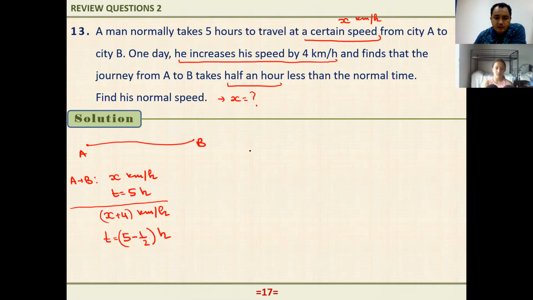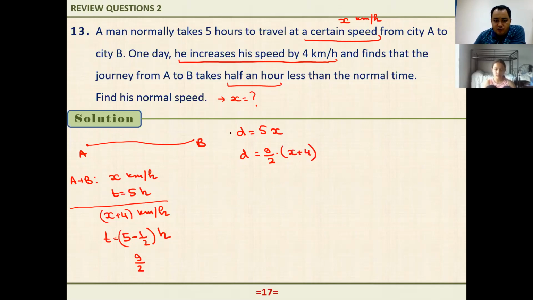Okay. So from here, let me just write the distance formula here. For the first one, time is 5, speed is X, so that is 5X. For the second situation, distance does not change. We are talking about the same distance. Here, time is, what is 5 minus half? 4.5, 9/2. That is 9/2 times, and how about his speed here? It is X plus 4.